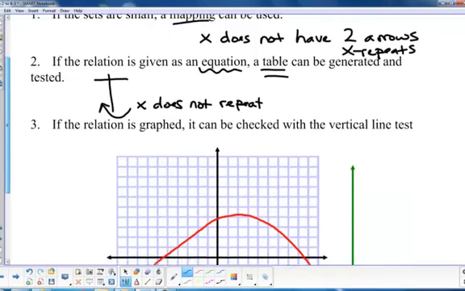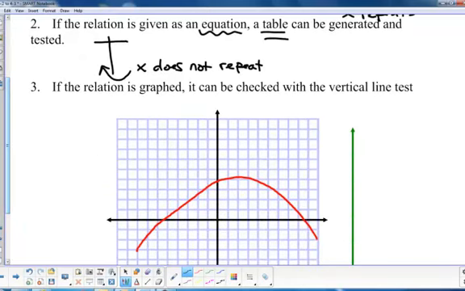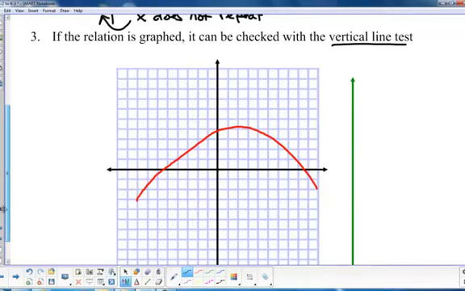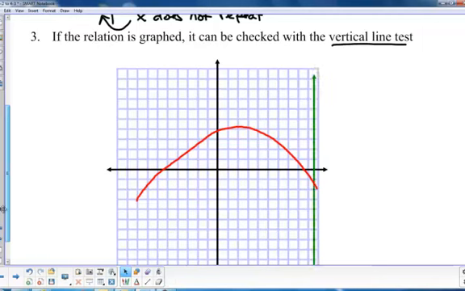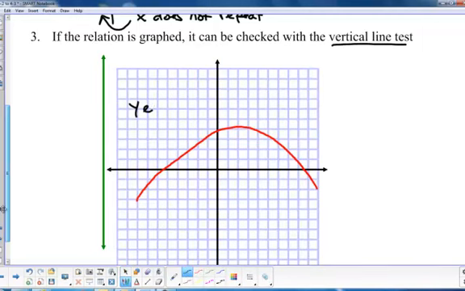And if we have a graph, we can check with the vertical line test. So if you look right here, I can just drag this vertical line, and it's never going to hit the red more than once. That's kind of what you're thinking. You're thinking about dragging a vertical line up and down across and seeing if it hits that graph more than once. So this is a function because it passes the vertical line test.